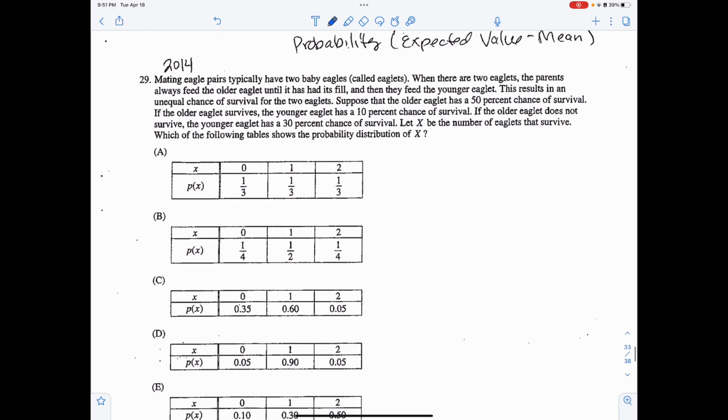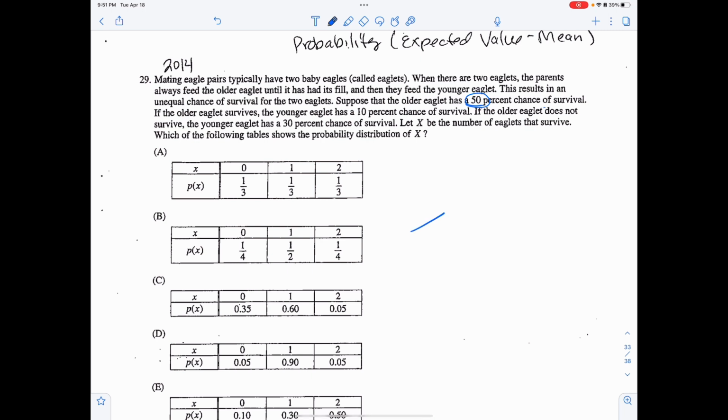All right, this is mating eagles. Eagles typically have 2 baby eagles called eaglets. When there are 2 eaglets, they always feed the older eaglet until it has its fill, and then the younger eaglet. This results in an unequal chance of survival for the 2 eaglets. Suppose the older eaglet has a 50% chance of survival.